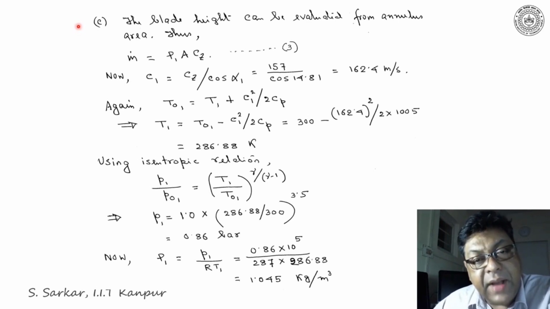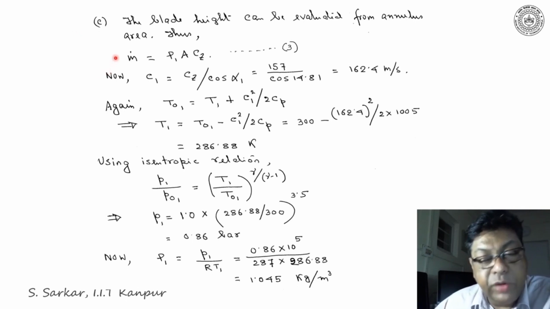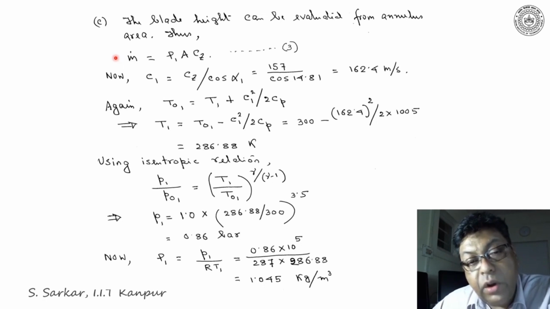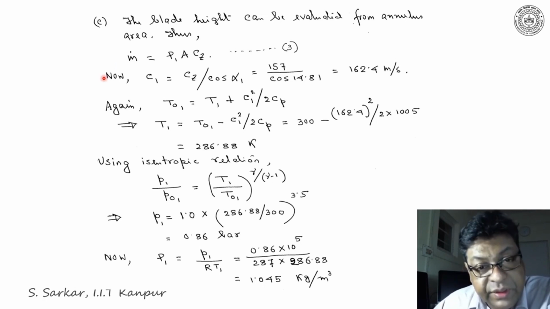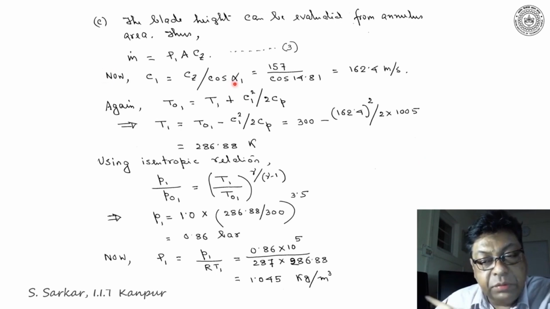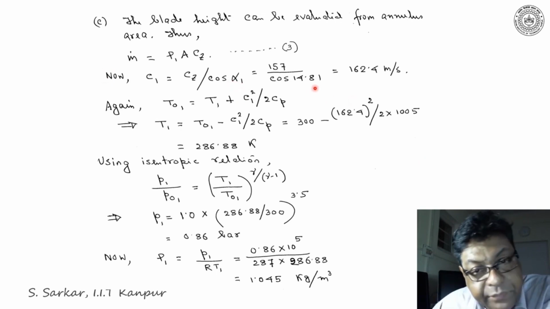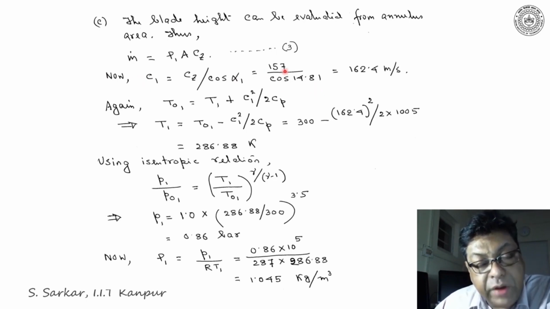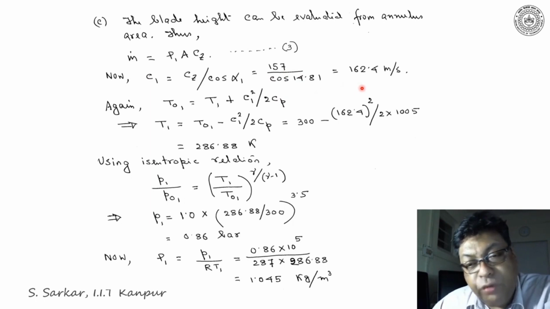The third question was to evaluate the blade height. Now I have written here that the blade height can be evaluated from annulus area. Thus I have written here m dot, the mass flow rate through the compressor, is equal to rho 1 A into Cz. Cz is the axial velocity, A is the annulus area, and rho 1 is the density of air at inlet. Now from velocity triangle I can get C1 is equal to Cz divided by cos alpha 1. Thus alpha 1 equal to beta 2, that means equal to 14.81 degree. So C1 would be equal to 157 divided by cos 14.81 degree, it is equal to 162.4 meter per second.